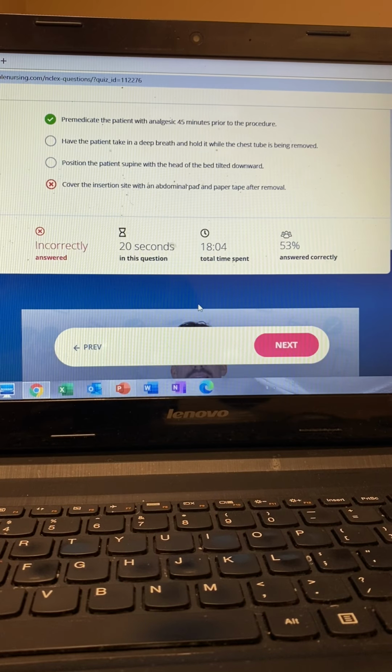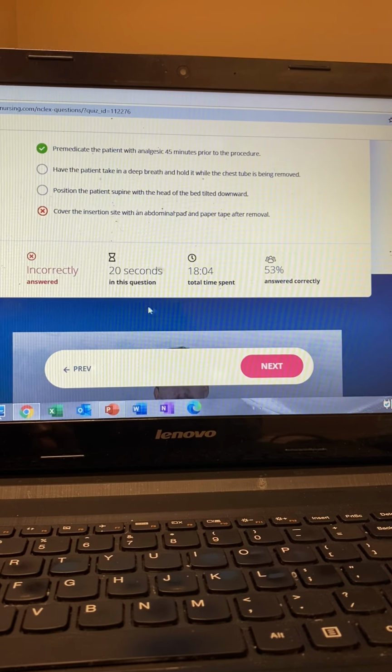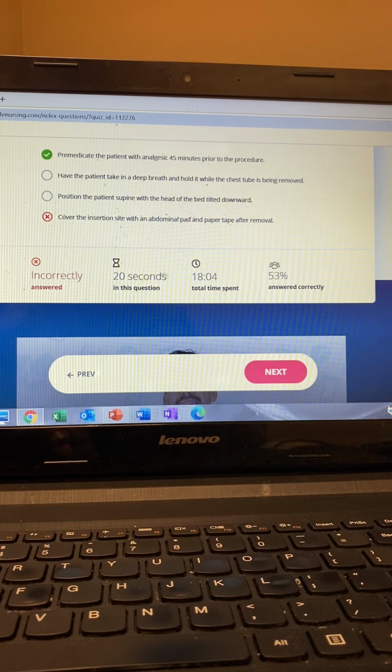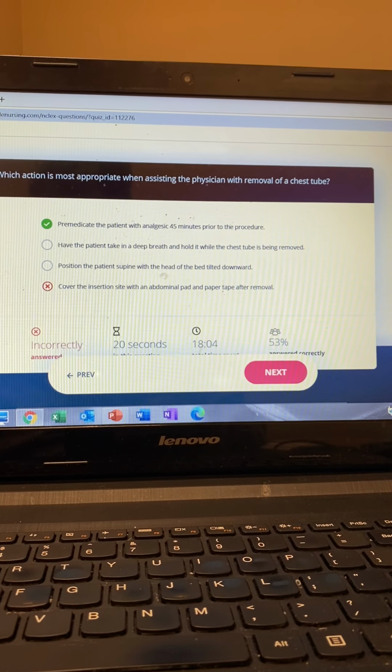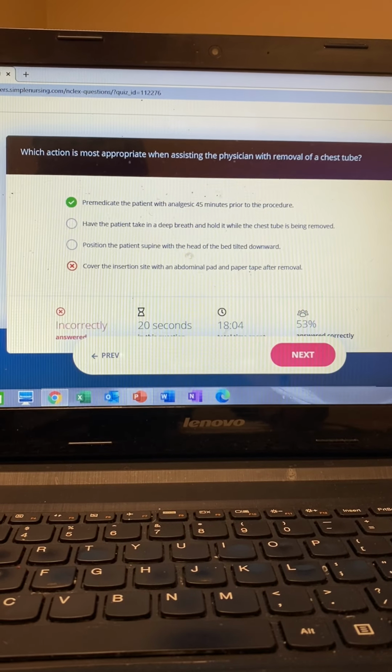So option number 1 is the most correct. Since the procedure can cause pain, we need to keep that patient comfortable. Now guys, option number 2 was a very close second.